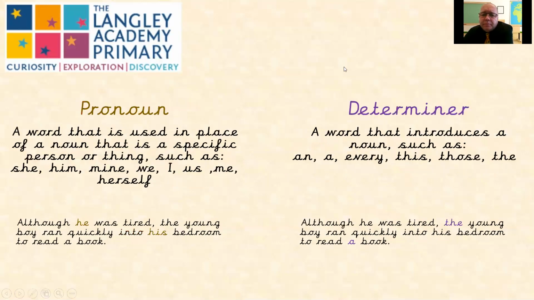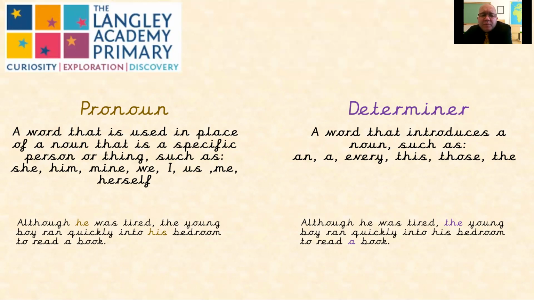Okay. A pronoun. Now, a pronoun is a word that's used in place of a noun, and it's for a specific person or thing. Words like she, him, mine, we, I, us, me, and herself are all pronouns. So in our sentence, although he was tired, the young boy ran quickly into his bedroom to read his book. So it takes away from us always referring to the noun by the same name. I mean, especially names with people.